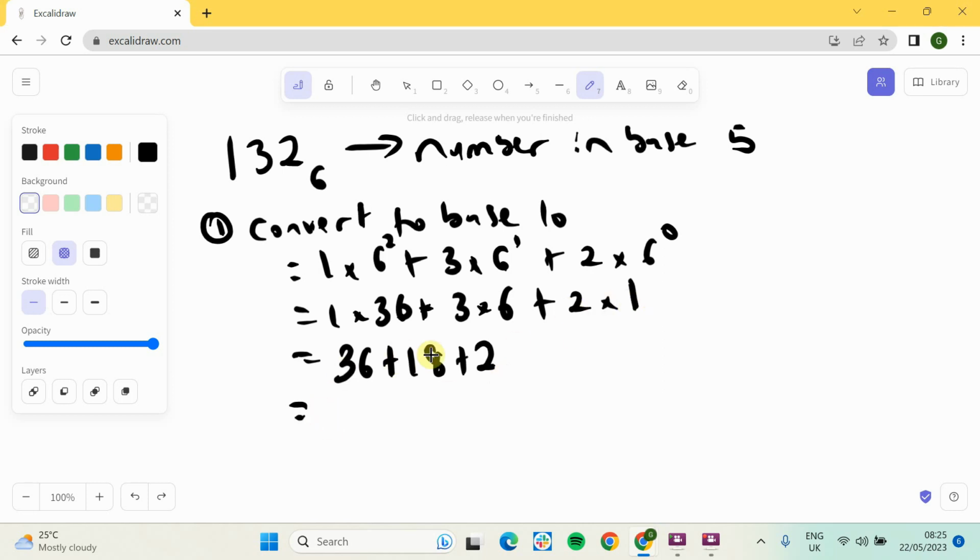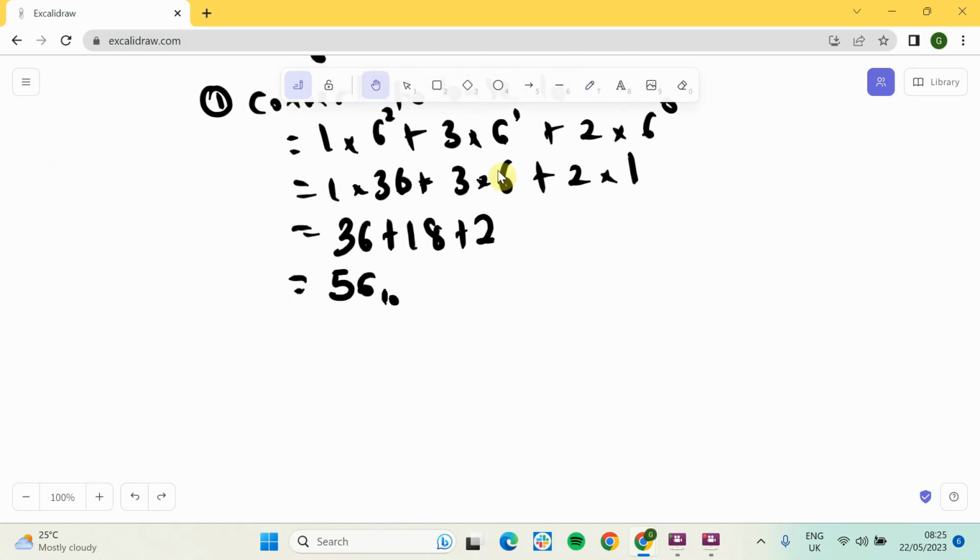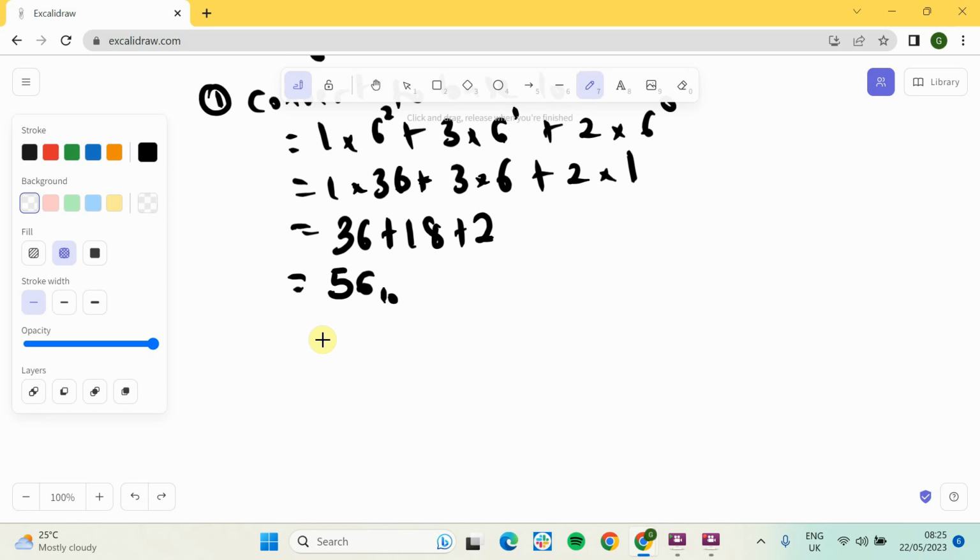So now we can solve this: 36 plus 18 plus 2. Let me first do 18 plus 2, which is easier. 18 plus 2 is 20. So 20 plus 36, of course, is 56 in base 10. Now we've been able to convert it to base 10 successfully. The next step is to convert this base 10 to base 5. That's step 2.